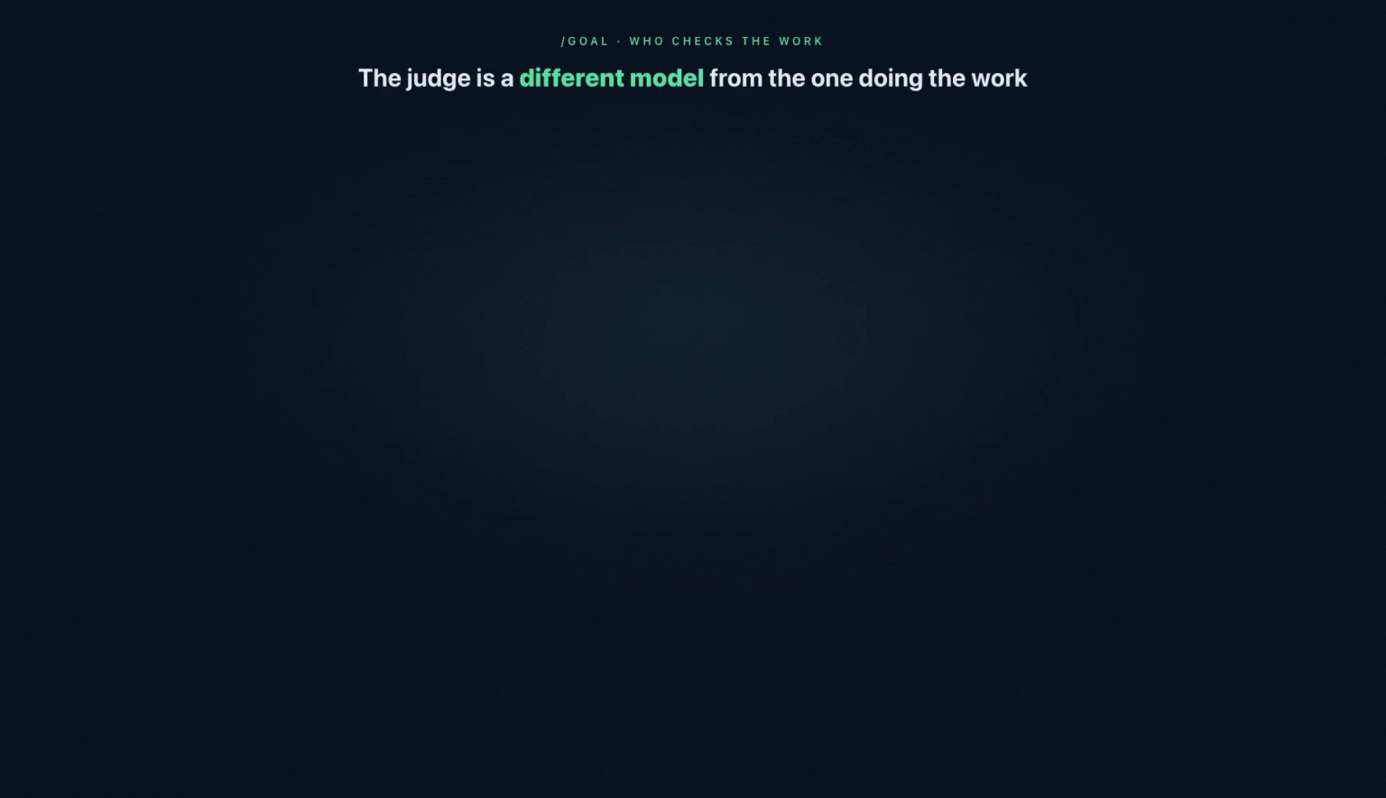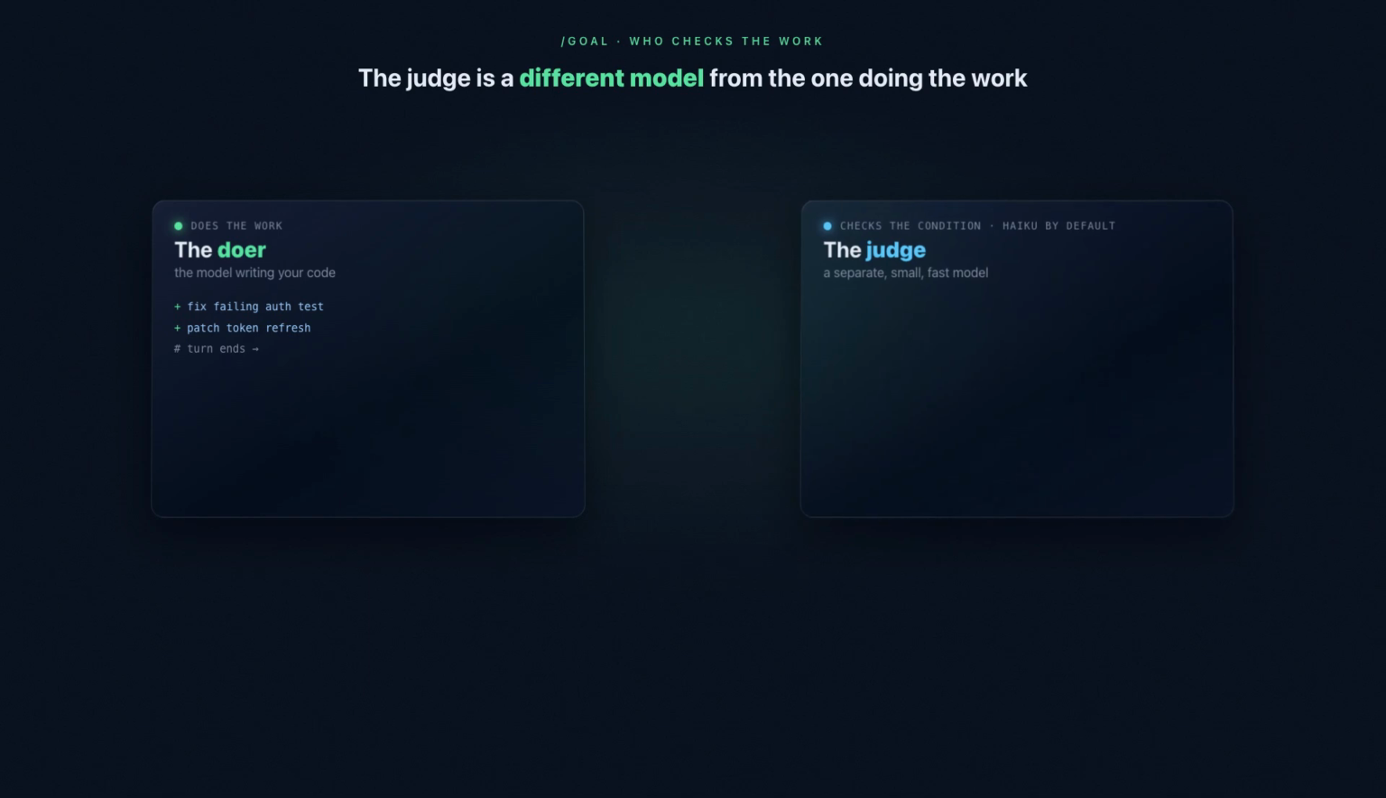Early on, /goal sometimes declared victory on work that was obviously broken. That nearly made me quit using it. Then I read how it checks itself, and it completely flipped. The model that grades the work is a separate model from the one doing it. That separation is the entire point. It's to guard against the classic failure where the thing that wrote the code is the same thing that confidently says it's correct. The day I stopped letting Claude grade its own homework, /goal got trustworthy.